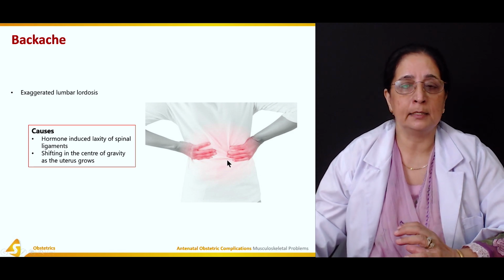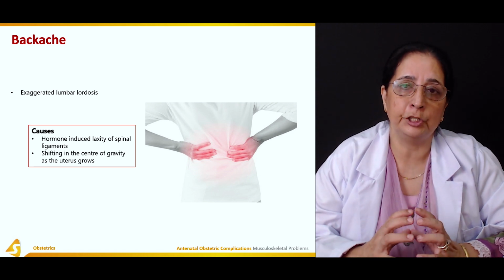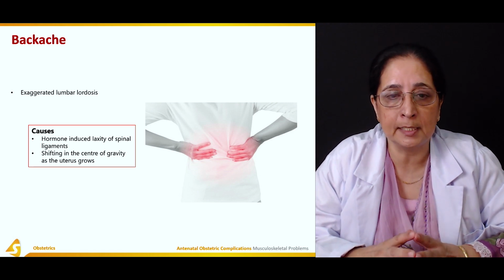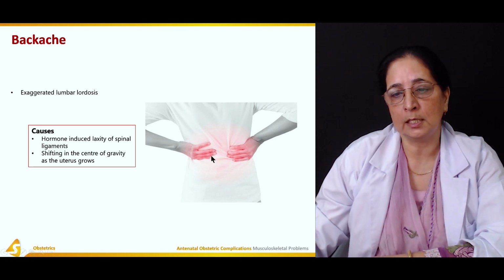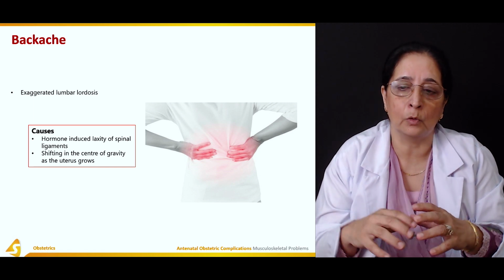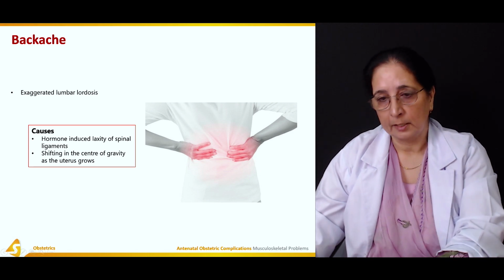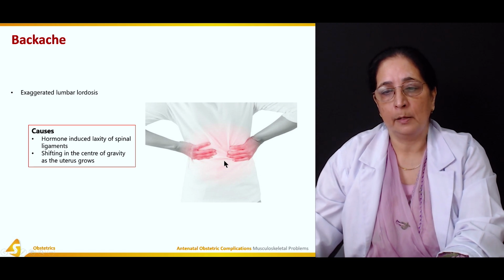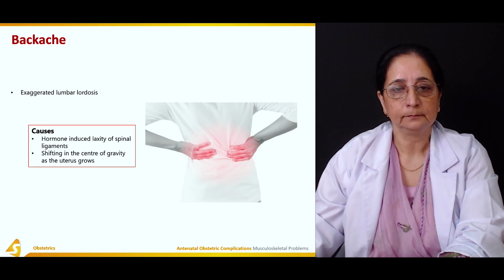So low backaches have different reasons: relaxation of the ligaments because of the changes in hormones, shifting in the center of gravity, and exaggerated lumbar lordosis. With all these factors, there is also pressure on the nerves because of lumbar lordosis, and it can cause backache. So this is the region that's involved, mainly the lumbar region, and it's very common in pregnancy.